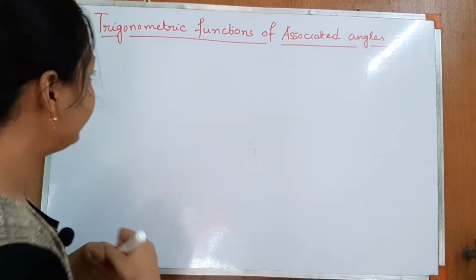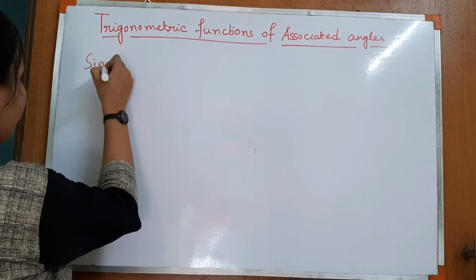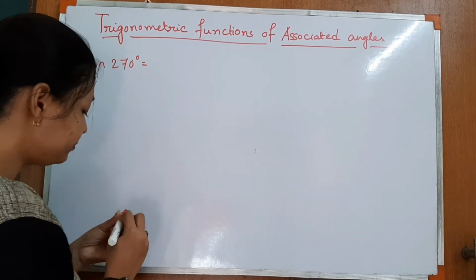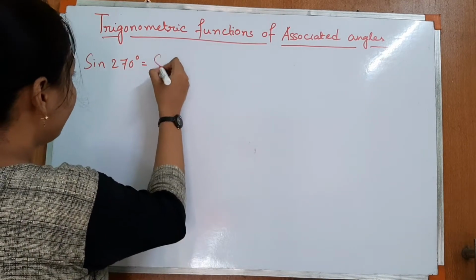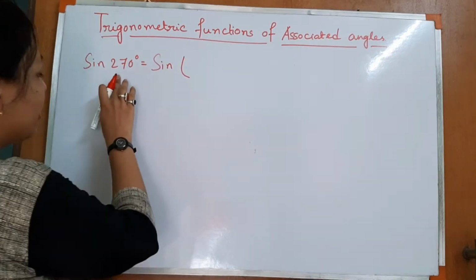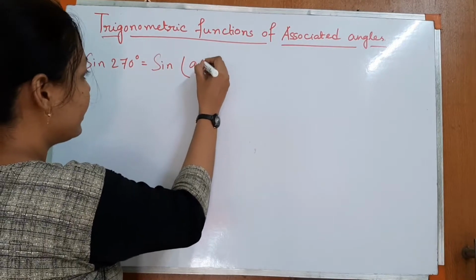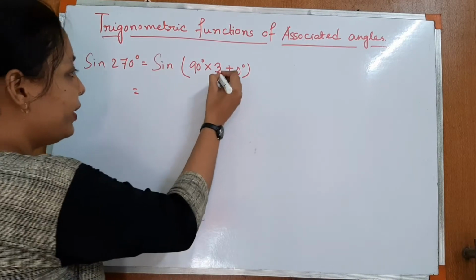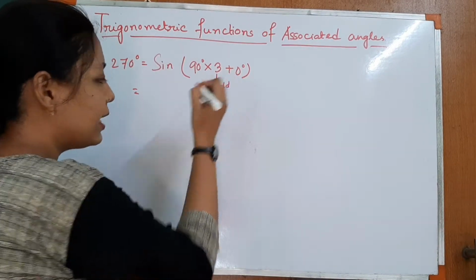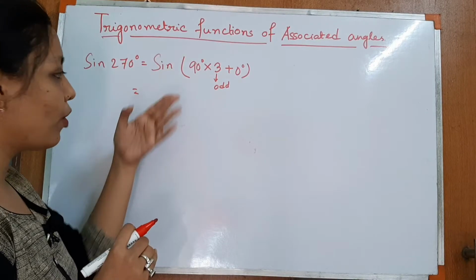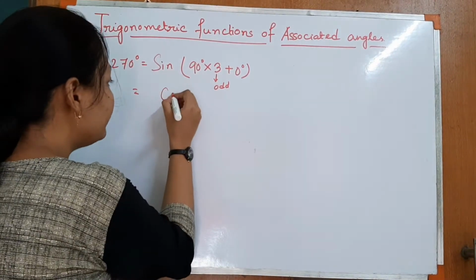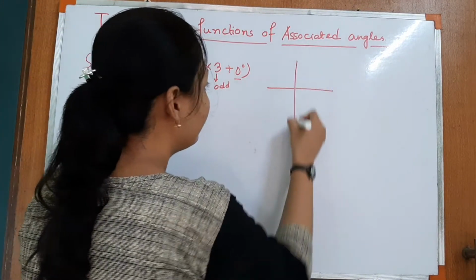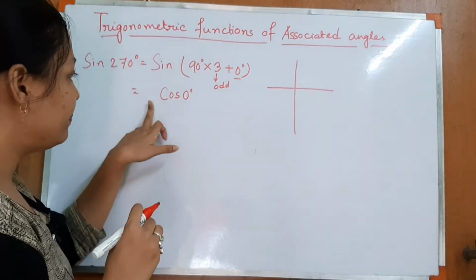Now we also find the value of sine 270 degree. First we write sine, next we write 270 degree as a multiple of 90 degree, that is 90 into 3 plus 0 degree. Now here 3 is an odd number. Since 3 is an odd number, sine is transformed into cos. So we write cos and next we write 0 degree. Now we have to take a plus or minus sign in this place.